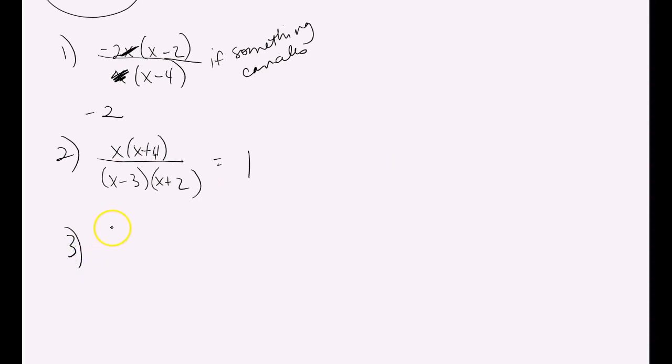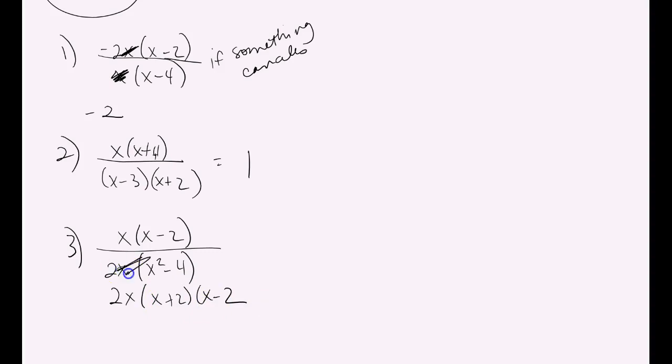Number 3, when I factor that, I'm getting x times x minus 2, and on the bottom I'm going to take out a 2x, which is going to leave me with x squared minus, what is that, 4? Now that's going to factor again, actually, guys. So when that factors, it's going to be 2x times x plus 2 times x minus 2, okay?